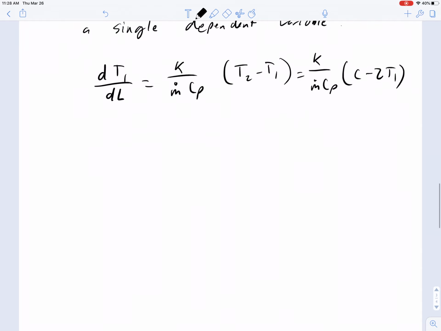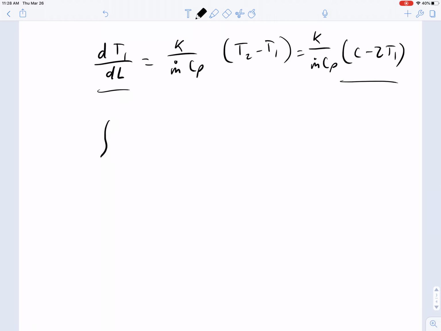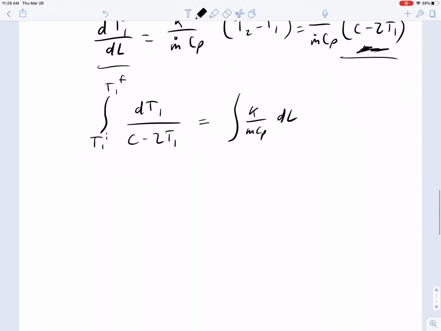Now, all we have to do is integrate. We have a separable differential equation in T1. So let's do this calculation. We're going to integrate this for stream 1 from T1 initial temperature to T1 final temperature, dT1 divided by C minus 2T1, because we just divide through by this term right here. And this has to equal the trivial integral of k over m cp dL over the length of the heat exchanger.